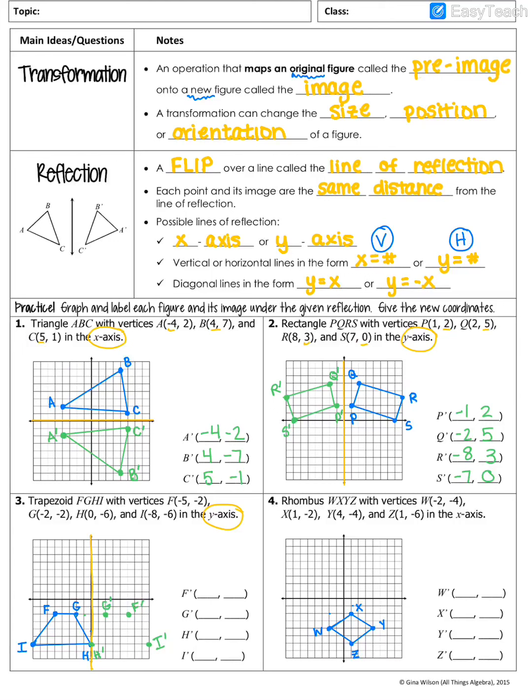Now I'm just going to connect all those dots. And I have this trapezoid. Okay. And as far, oh, sorry, my pen shut off. As far as the points go, F prime is 5, -2. G prime is 2, -2. H prime is 0, -6. And I prime is 8, -6.